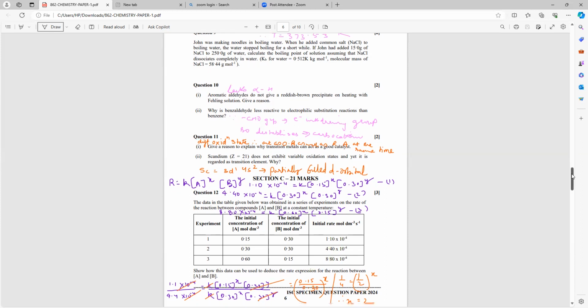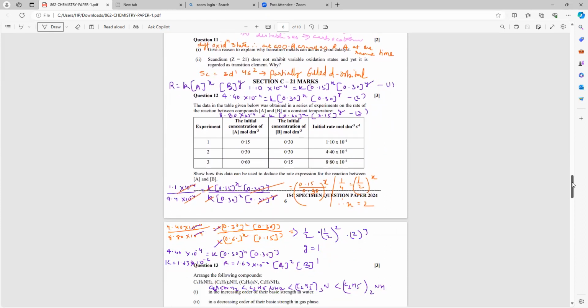Section C, 21 marks. Here is the equation. You will use the formula R is equal to K into concentration of A raised to the power X, concentration of B raised to the power Y. You will form 3 simultaneous equations. And then in the simultaneous equations, we have got 2 variables X and Y. So we will be dividing, in the first case, equation 2 by equation 1. You can see the solution.